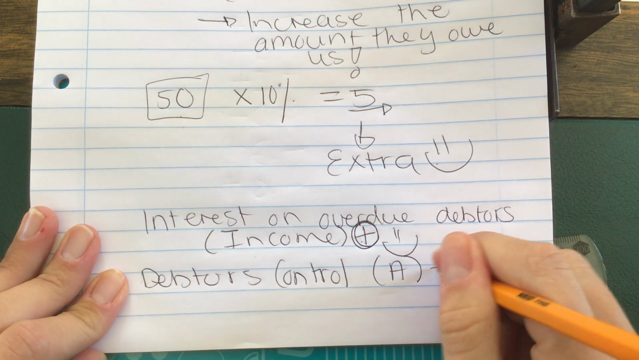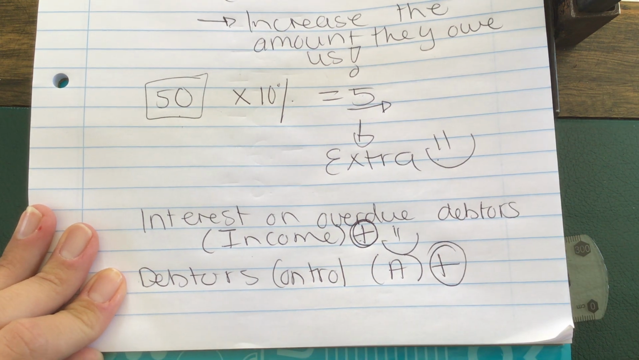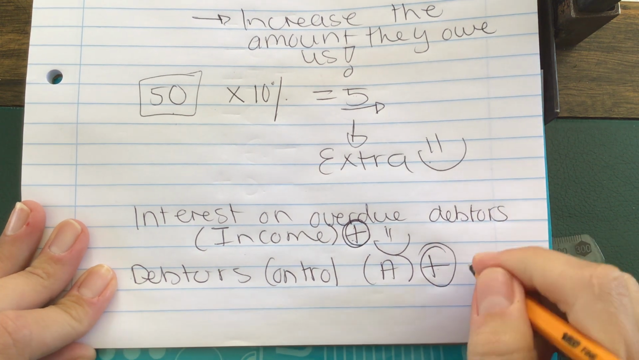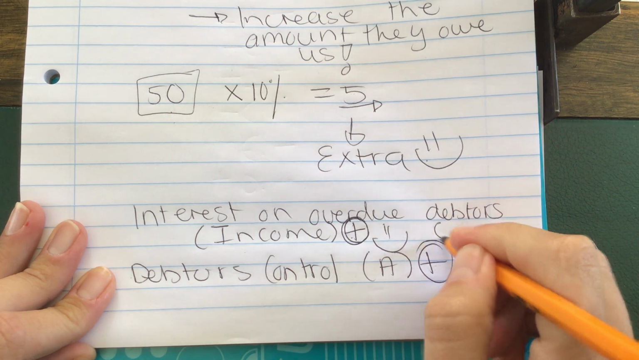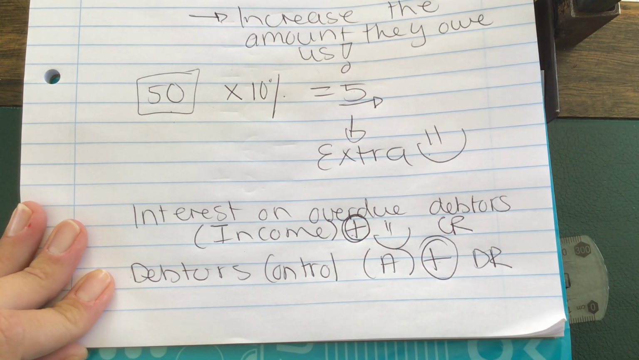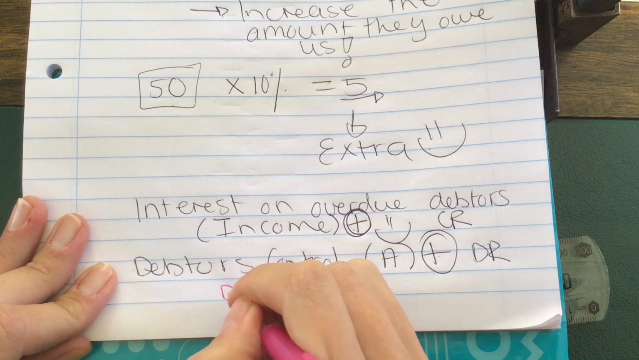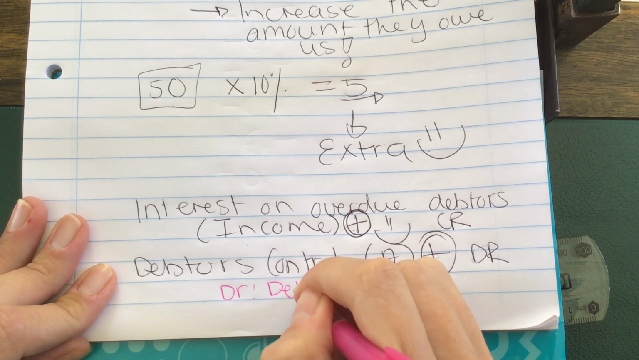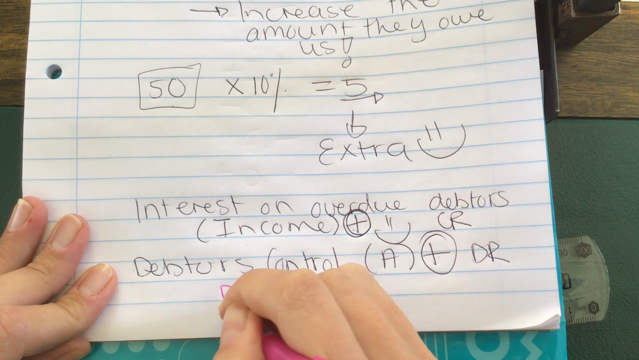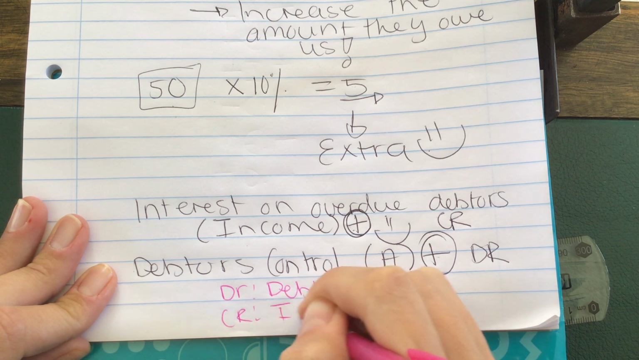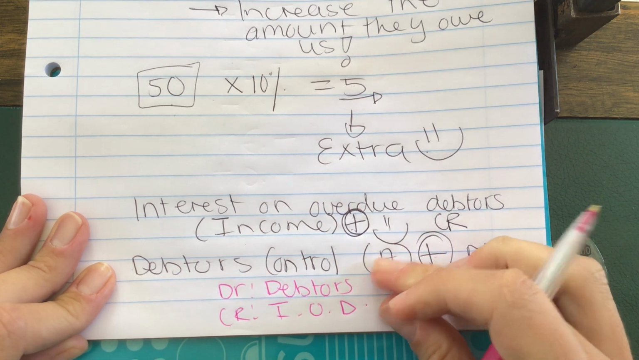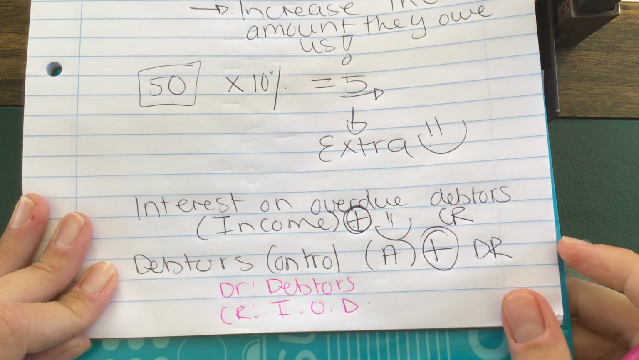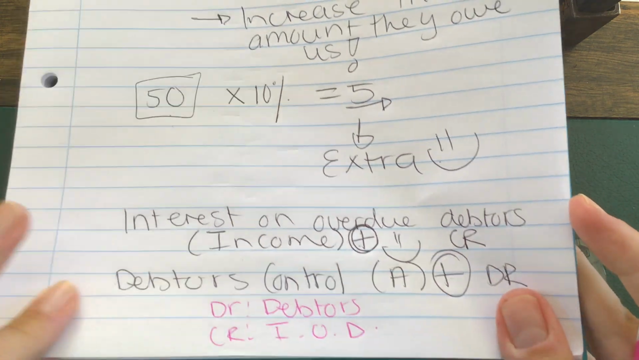His account is also going to increase. So assets that increase always go on the debit side, and incomes that increase always go on the credit side. So we can see we'll always debit debtors control and credit interest on overdue debtors. I'm just doing it in shorthand here, but we'll do the example now.